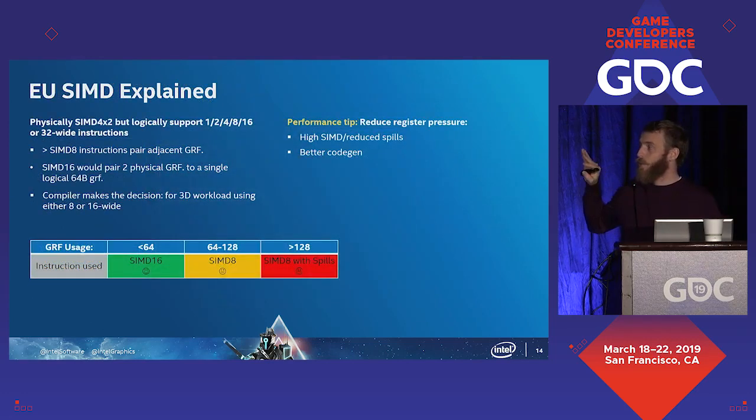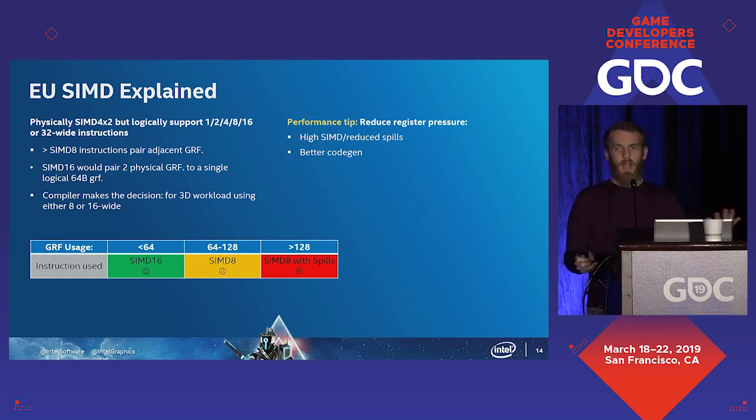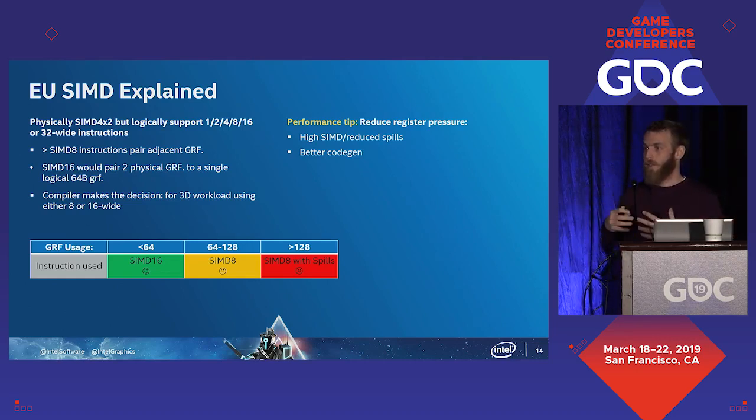Now, let me go into more detail about how our SIMDness works, as this is really particular to Gen. Natively, as I mentioned, we are SIMD 4x2 or SIMD 8, but we do logically support variable SIMDness. The reason we do that is that if we run in SIMD 16 or SIMD 32, we are going to have even more latency hiding capabilities and better performance. You're going to ask me why not always run in SIMD 16 or SIMD 32.